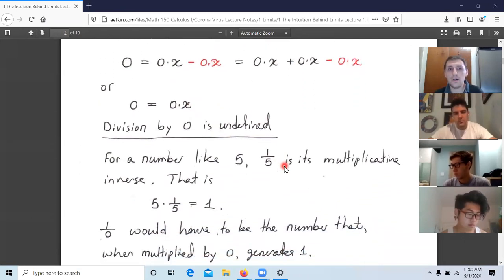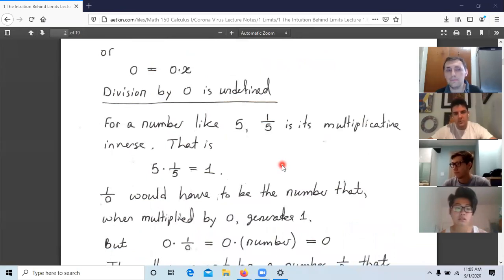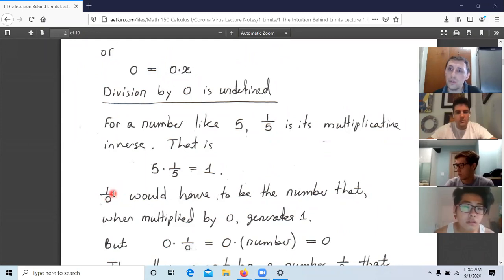And now, why can't you divide by 0? So if you think about 5, right? What is dividing by 5? Think about 1 divided by 5. That's simply a number that when multiplied by 5, it gives you 1. Could there be a number of the form 1 over 0? By its essence, it should be a number that if you multiply it by 0, you get 1.